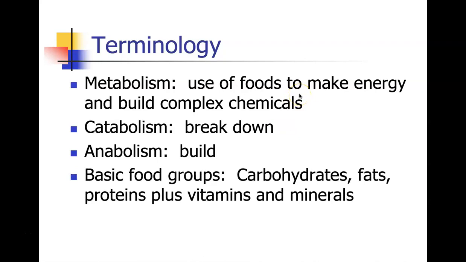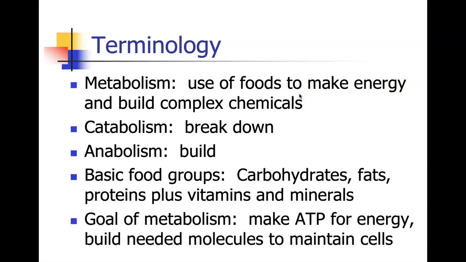When we talk about basic food groups, we're talking about carbohydrates, fats, and proteins, plus vitamins and minerals. And finally, I want you to remember that the goal of metabolism is to make ATP for energy and to build needed molecules to maintain cells. So this process we talked about before in a previous chapter, right? Making ATP for energy is cell respiration, taking usually glucose and putting it into cell respiration to make ATP. That's one major part of metabolism. The other part is going to be building all the molecules we need to maintain our cells.